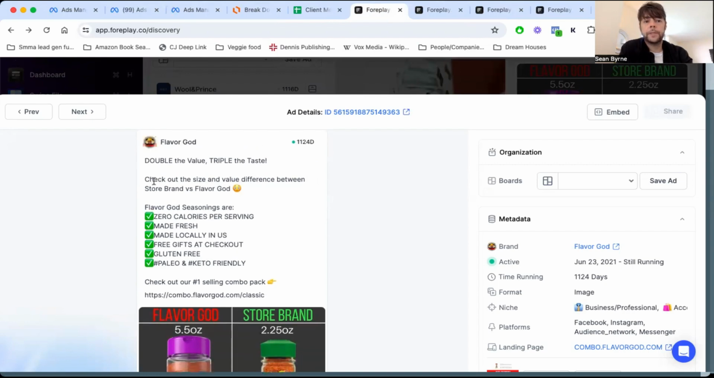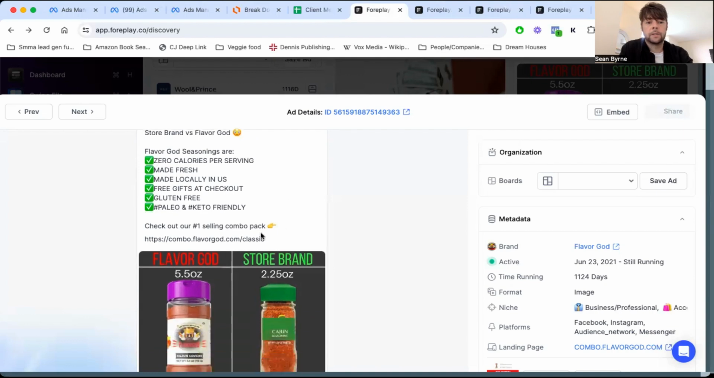So it's got a great headline. I think: double the value, triple the taste. Okay, nice little hook. I like their use of the emoji green ticks here. It just kind of shows off benefits essentially as to why it's good. And you can see there's a bit of a call to action, or at least you can click on this link here. Check out our #1 selling combo pack.